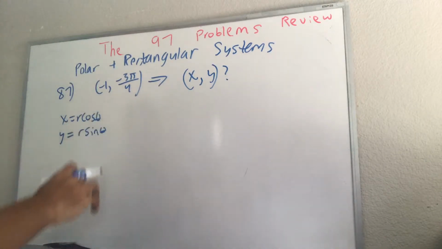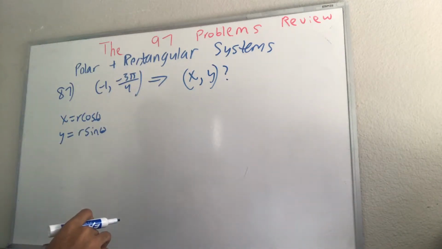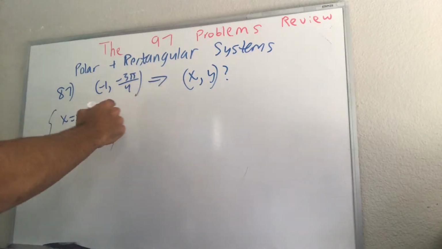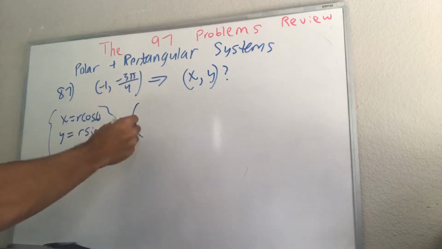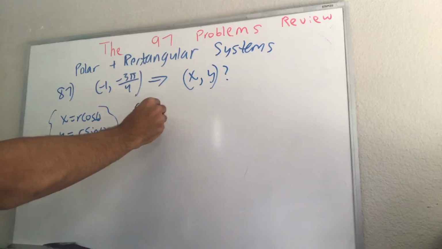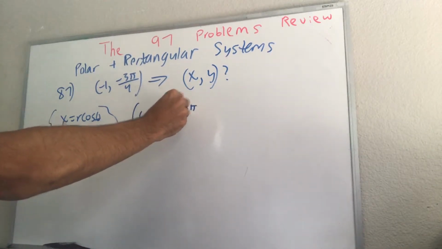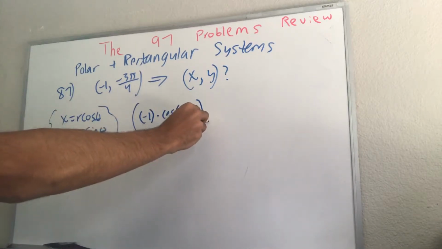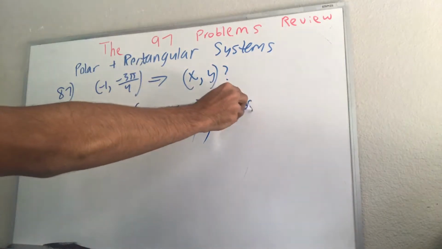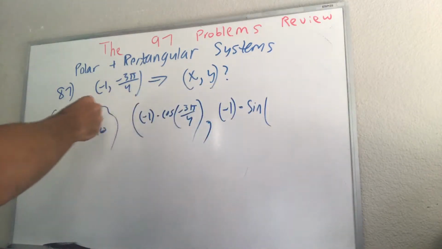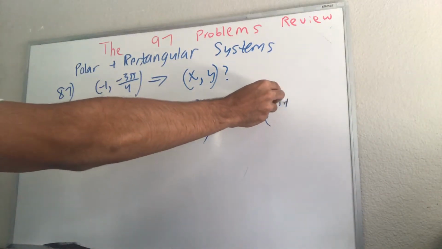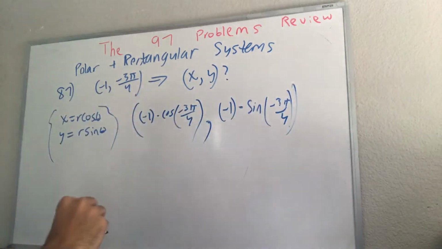So we have our two equations for number 87, and now when we're looking at this, we know that x must be equal to r times cosine theta. Well, r is -1 here, so we have -1 times cosine of -3 pi over 4, comma, well, we have -1 times sine of theta again. And in this case, theta obviously remains the same, -3 pi over 4. So we have this over here.